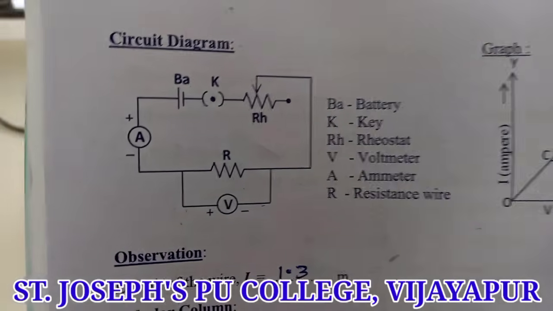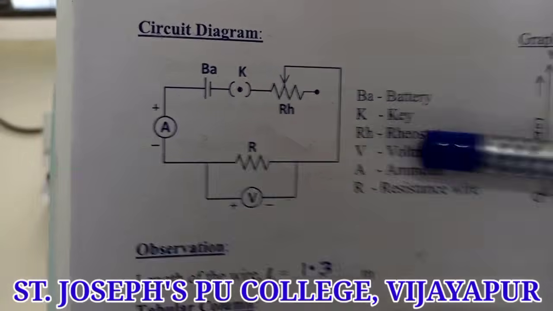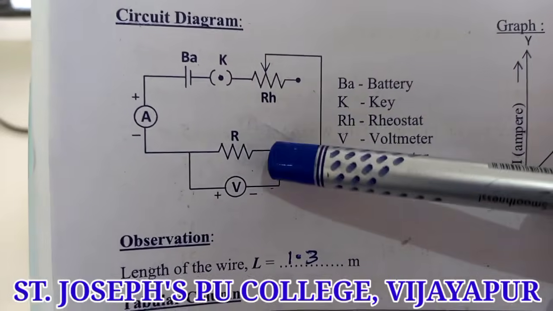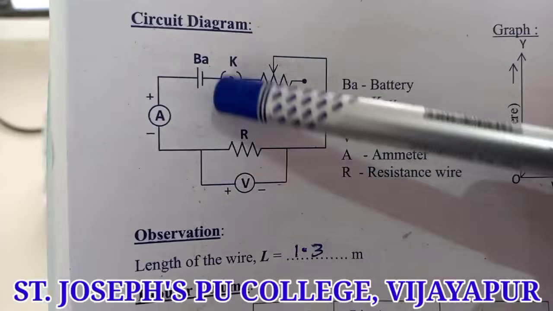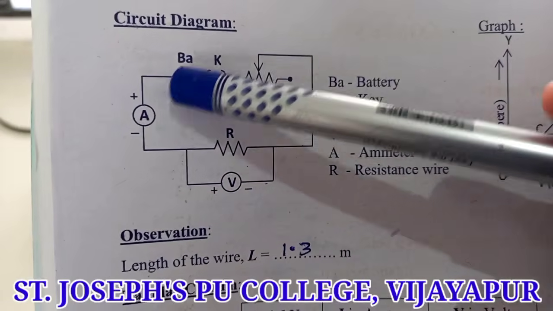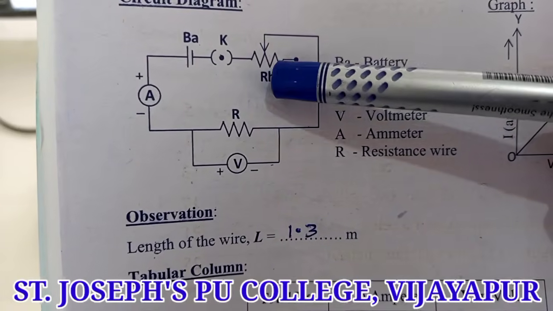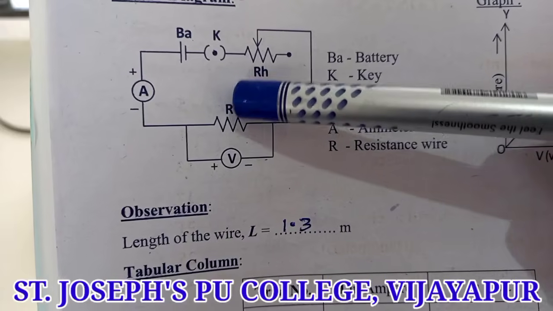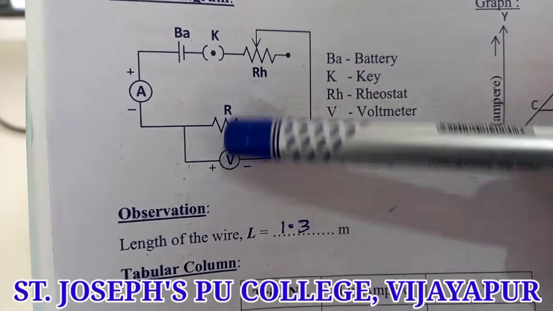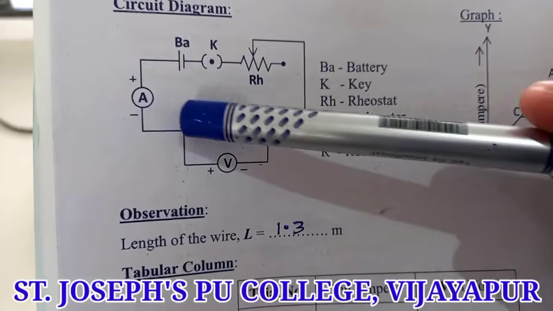So usually, before doing the experiments, we have to place the apparatus as per the circuit diagram. Just like the battery is here, beside the battery the plug key, beside that the rheostat, and the resistance per unit length of a wire is placed here. Parallel to that is the voltmeter, and the ammeter is usually in between this.